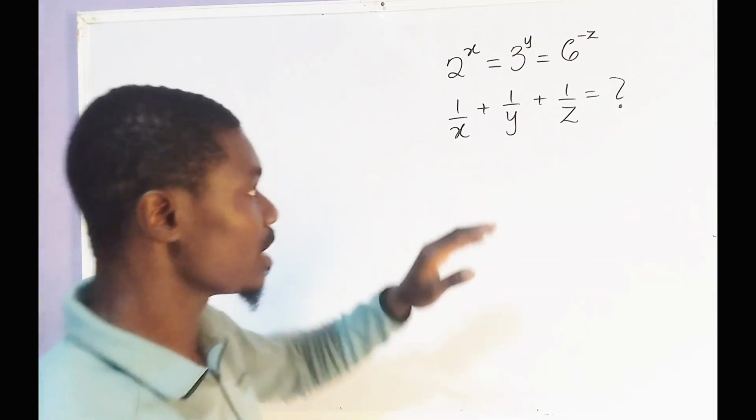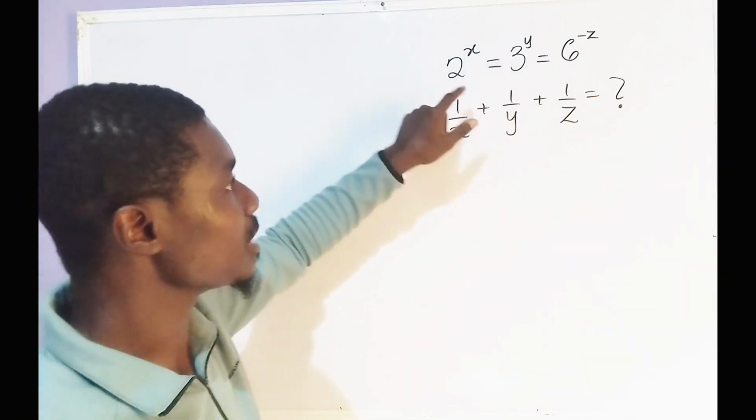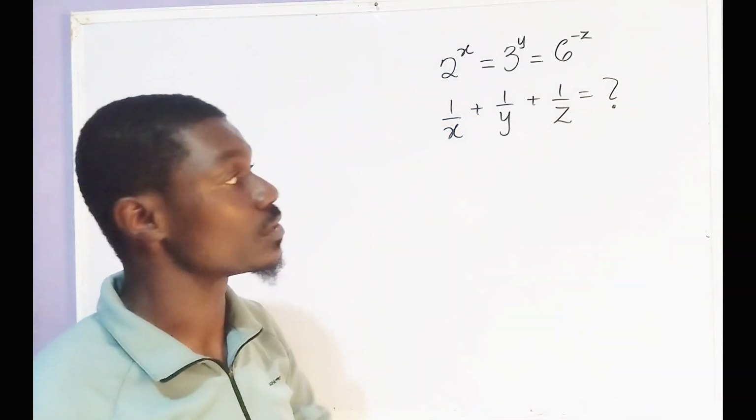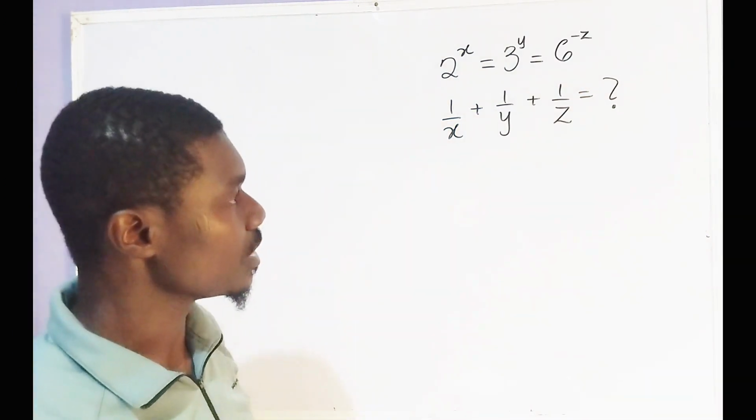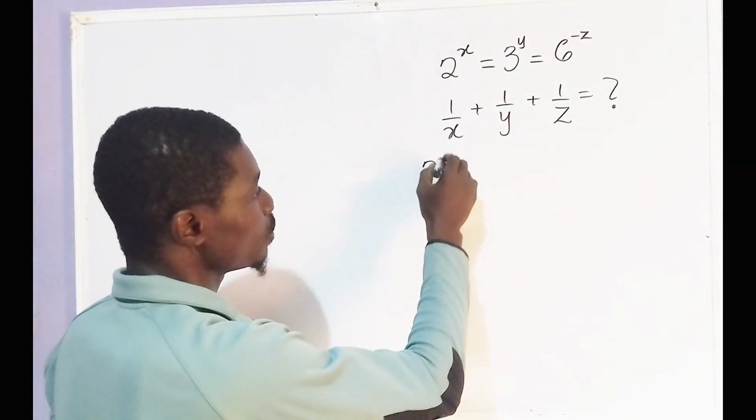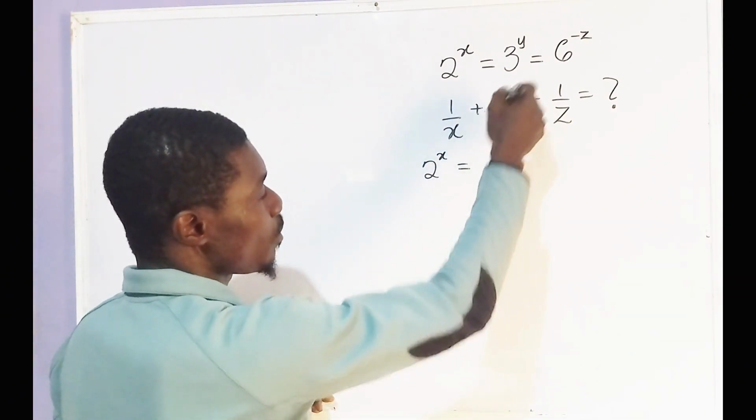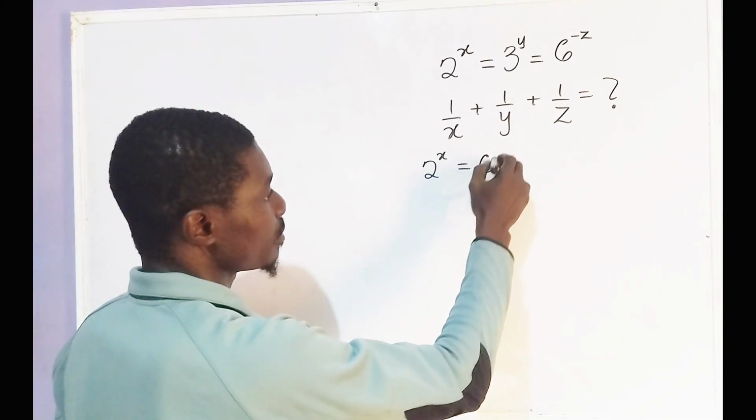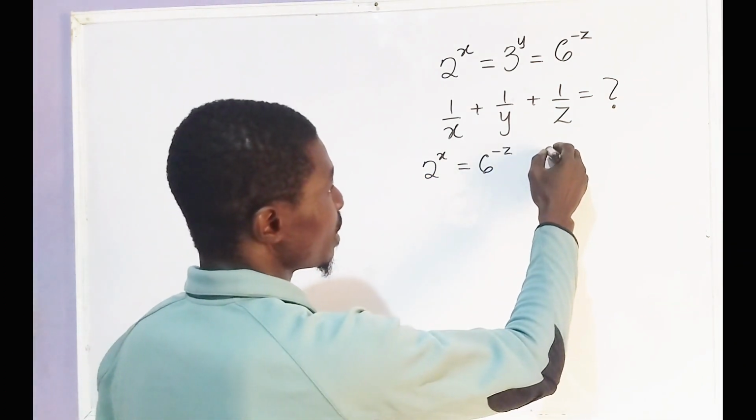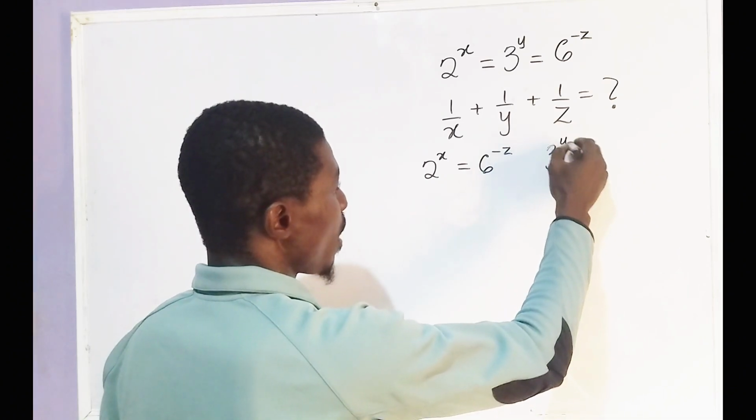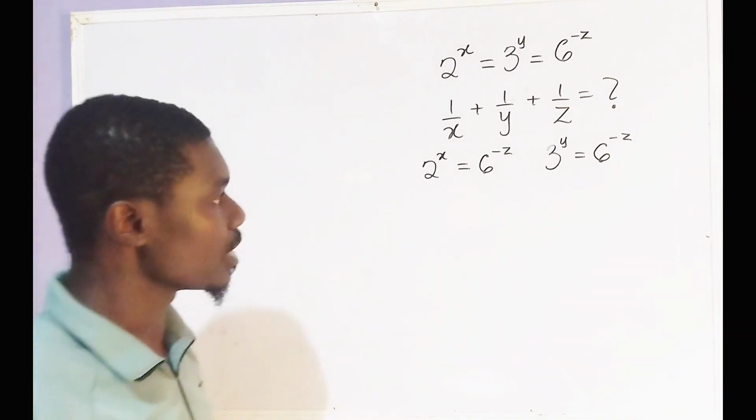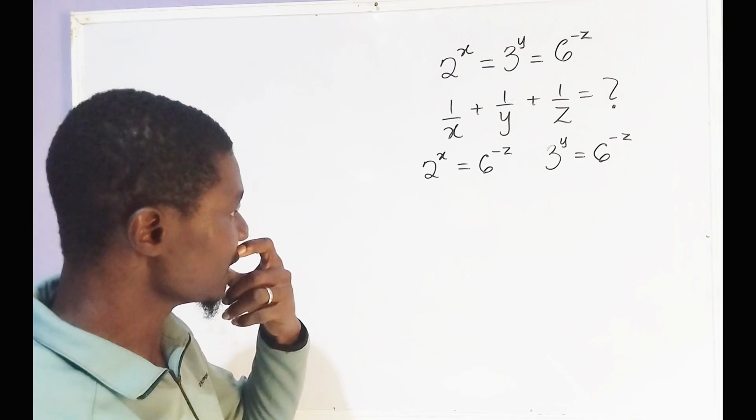Now let us take note of the fact that we are given this equation. It implies that 2 raised to the power of x equals 3 raised to the power of y, which also equals 6 raised to the power of minus z. Let me just equate them. So 2 raised to the power of x equals 6 raised to the power of minus z, right? And here we can also say that 3 raised to the power of y equals 6 raised to the power of minus z.